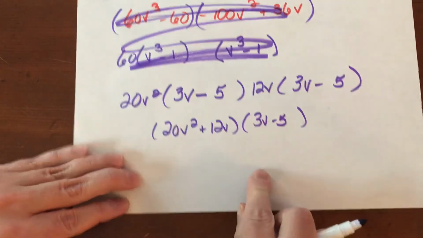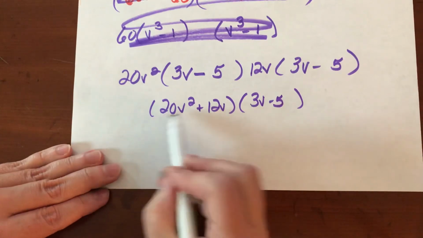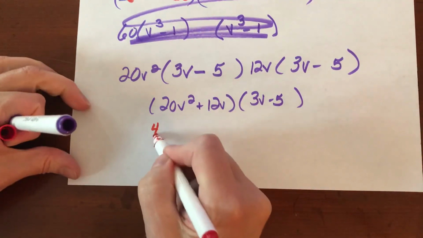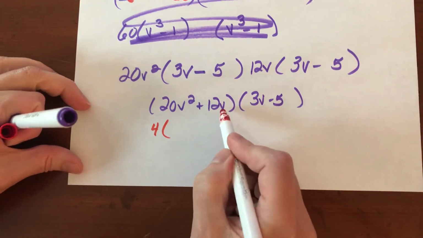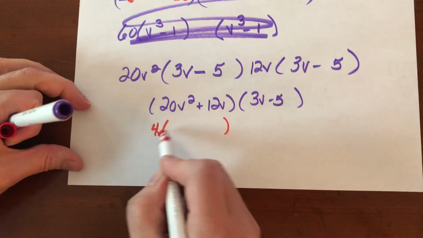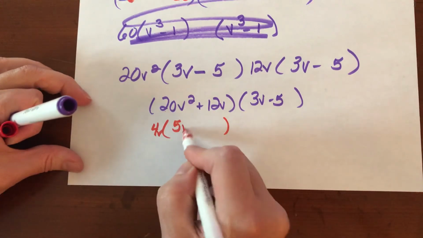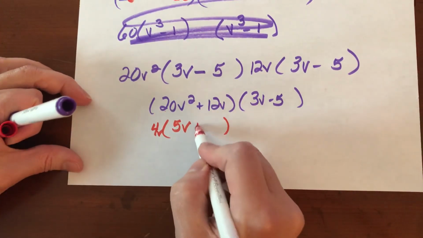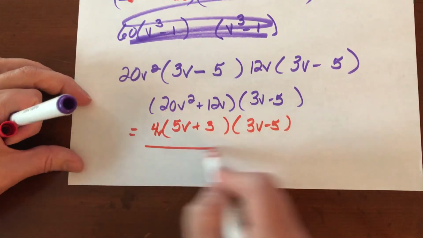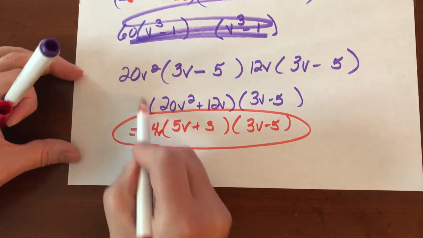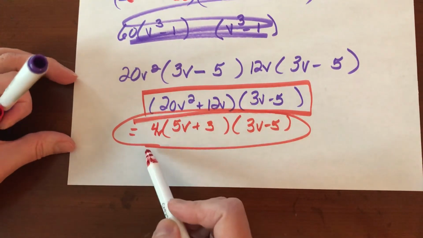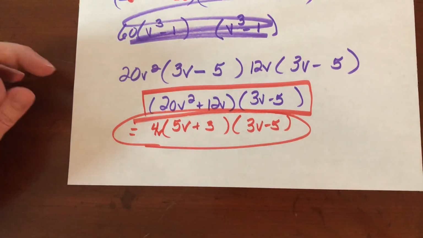That's common. Now again, look at this. Do I have a GCF that I can pull out of that? I do. 4 can go into 20 and 12. I also have a v that can go. So 4v times what is 20v squared? 5v. 4v times what is 12v? 3. And then you just bring down the other one next to it. So that would be your final answer. So again, when you get to this last step, if you can pull a GCF out, pull it out, and then whatever's left, just pull it down next to it. I hope that helps.